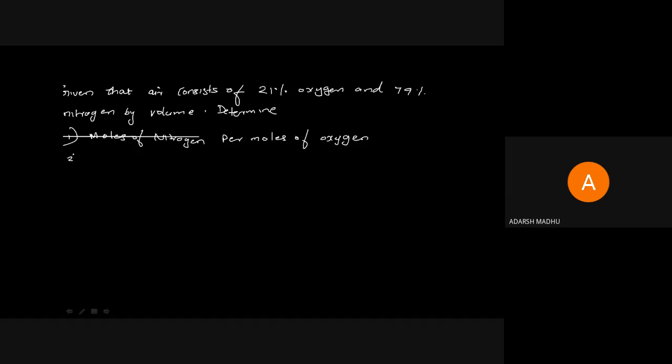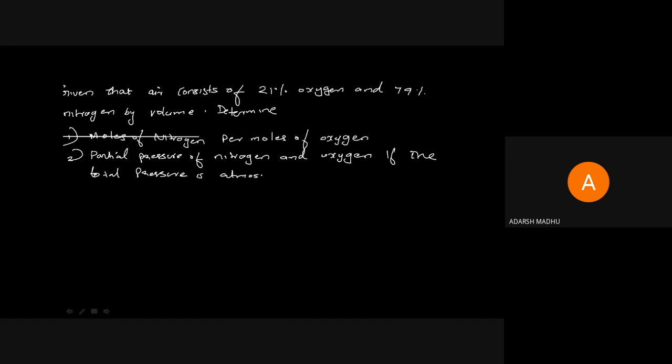Second question, the partial pressure of nitrogen and oxygen. If the total pressure is atmosphere pressure, it means the total pressure is one bar.